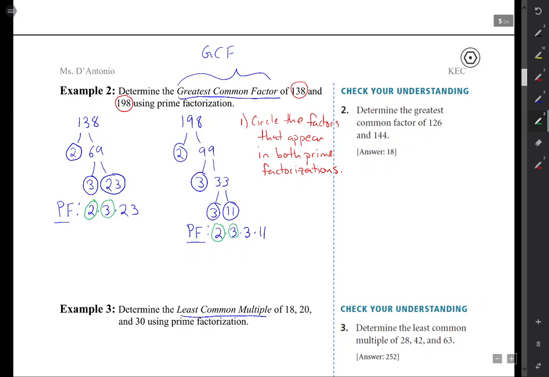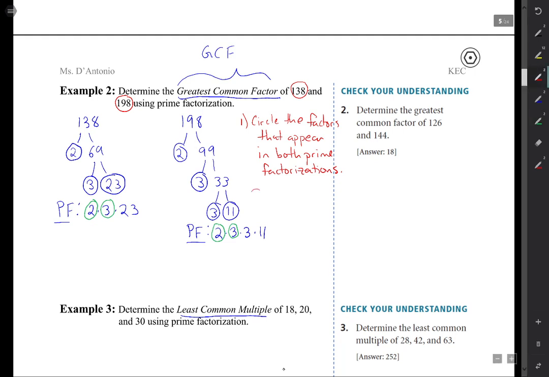Now we can only circle one 3 in this one over here because there's not a 3 to match the second one over here. Now there's no 23 in both of them, and there's also no 11 in both of them. So these are actually just the two numbers that we can circle.